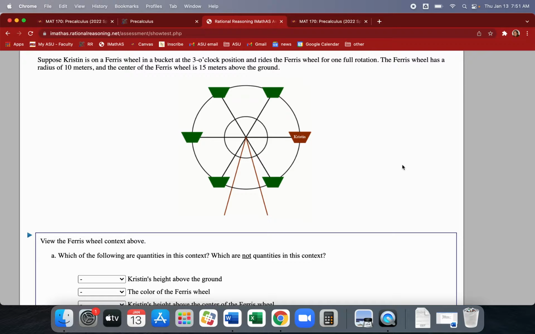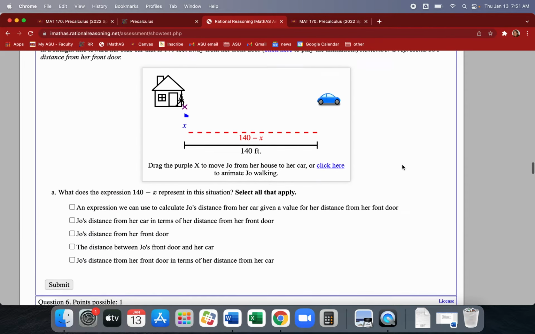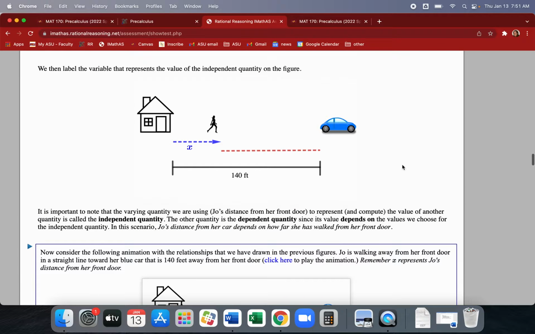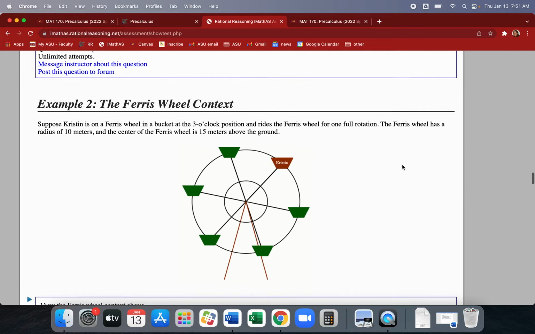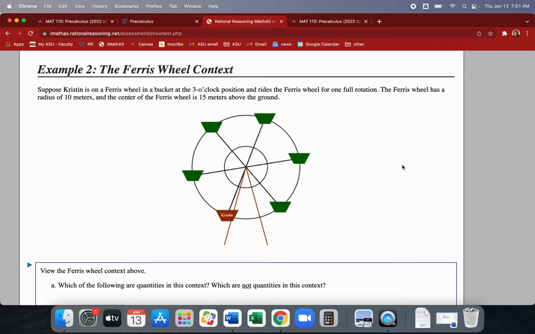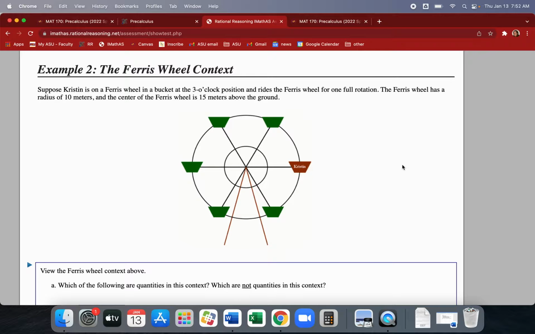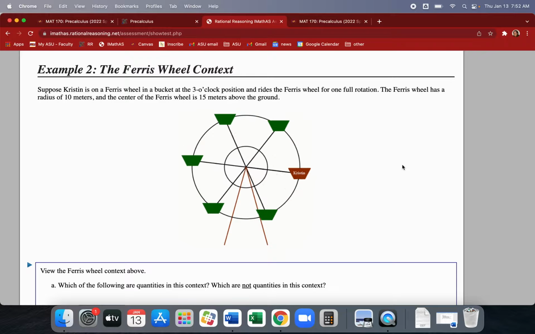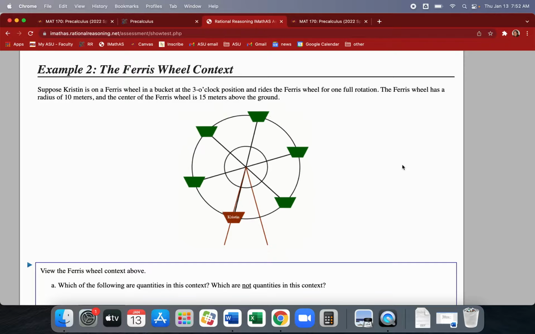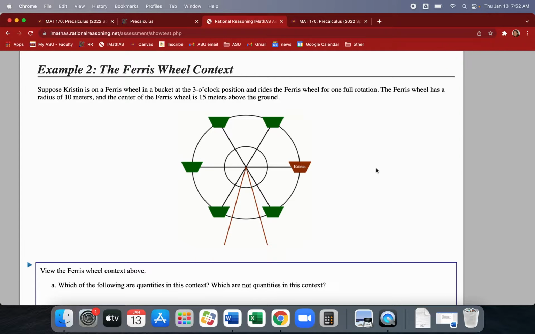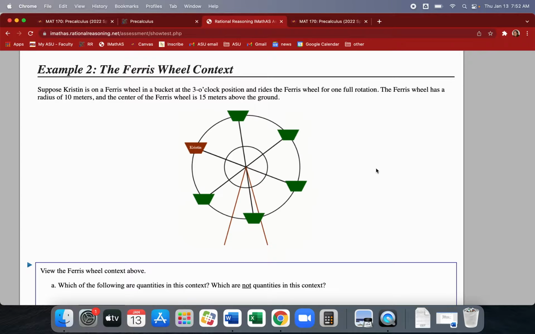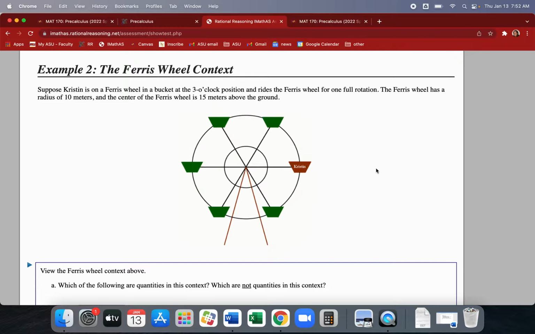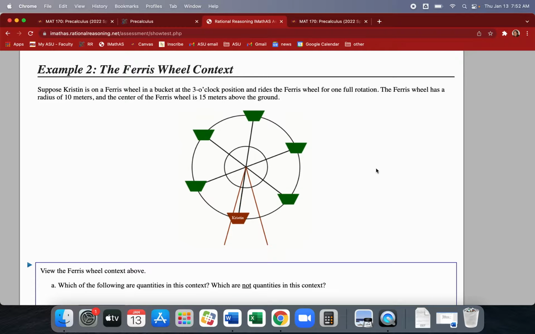So the first example that we talked a little bit about on Tuesday, just her walking to the car, we talked about some basics. This has some more bits and pieces involved, some more things to worry about. The reason that this is in here as an example is to make sure that you think carefully about defining your quantities. It says, suppose Kristen's on a Ferris wheel in a bucket at the 3 o'clock position and rides around the Ferris wheel for 1 full rotation. That's when this keeps stopping, when she's in the 3 o'clock position. The Ferris wheel has a radius of 10 meters. The center is 15 meters above the ground.